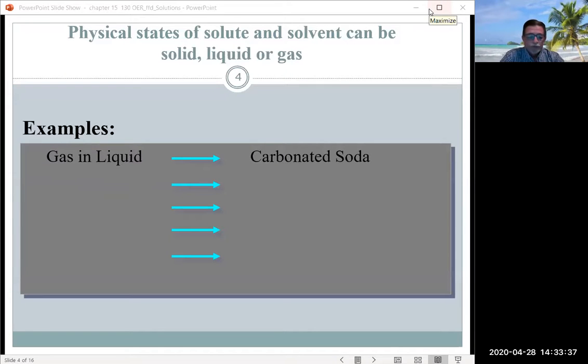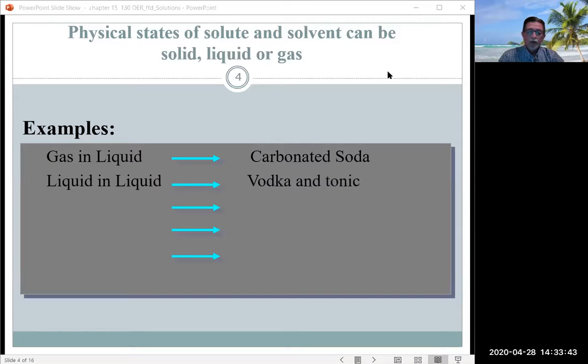You can have a gas in solution. Hence, you have something that's a carbonated drink. Or you can have a liquid in liquid, like a mixed drink. Okay, that's a solution.